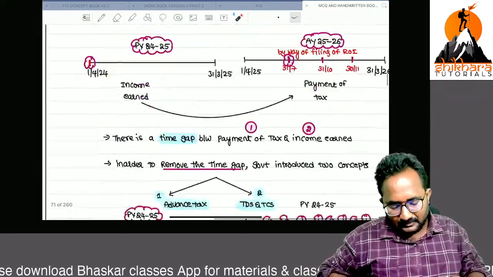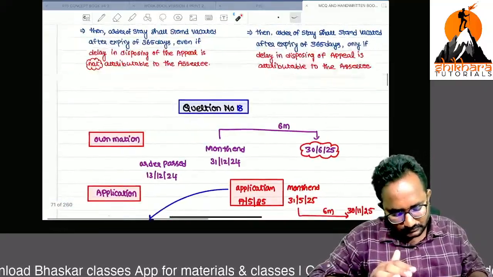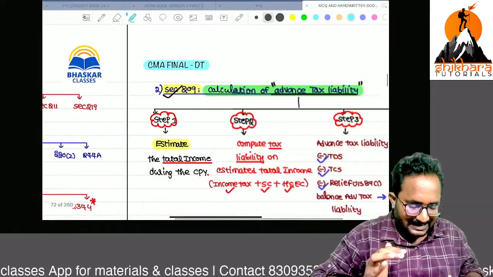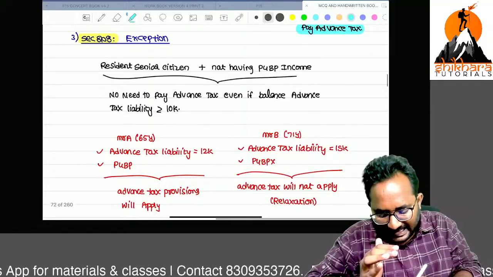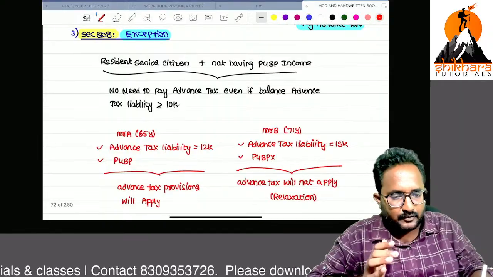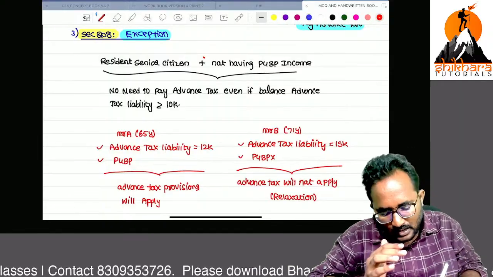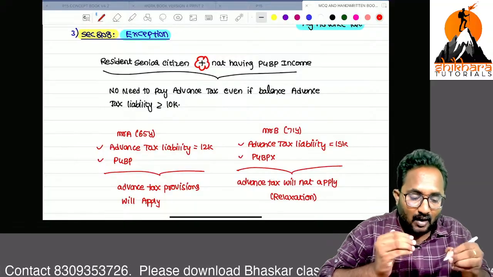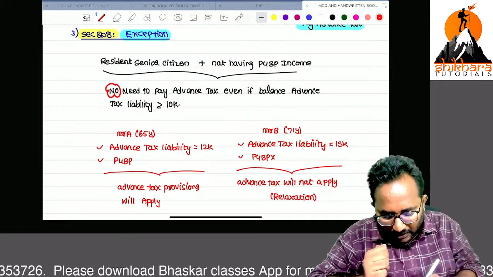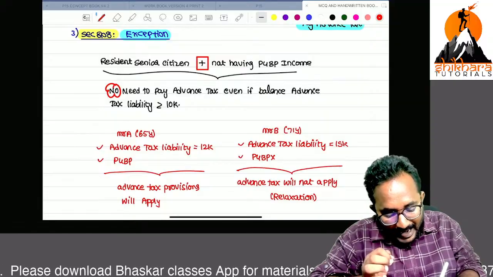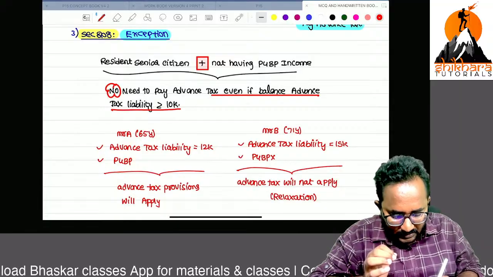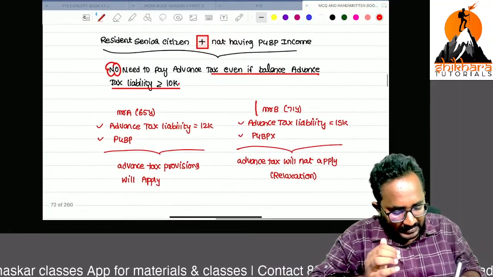Now, directly we can go to one more section. What is the section number? 208. Section 208 is nothing but a relaxation, or we can call it an exception. What is the relaxation? I will tell you. This relaxation or exception for payment of advance tax is provided to a resident senior citizen who does not have PGBP income. No need to pay advance tax, even if your balance advance tax liability is more than or equal to 10,000.